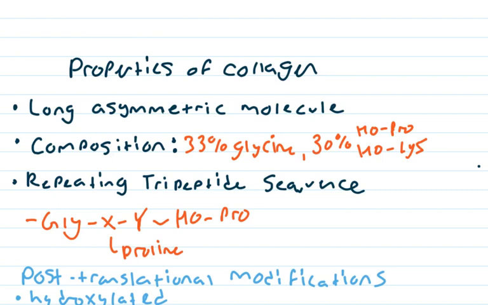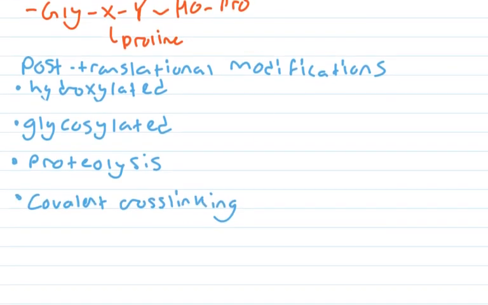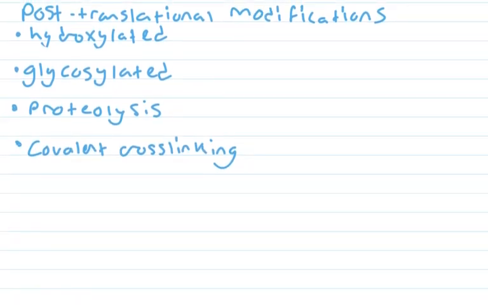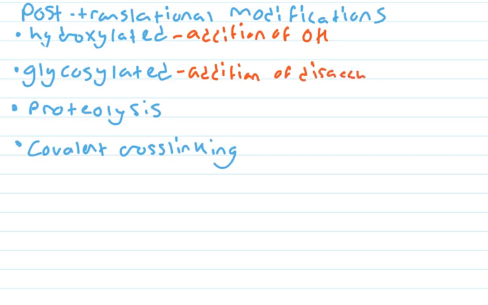Now that we've talked about the properties of collagen, we need to look at some of the post-translational modifications that occur during the synthesis of collagen. We can get hydroxylation, which is essentially the addition of OH groups, and specifically we add these OH groups to proline or lysine side chains. We can also get glycosylation, which is the addition of a disaccharide. Sorry for the terrible handwriting. We add a disaccharide specifically to a hydroxylysine residue.